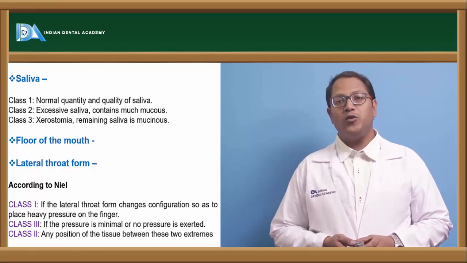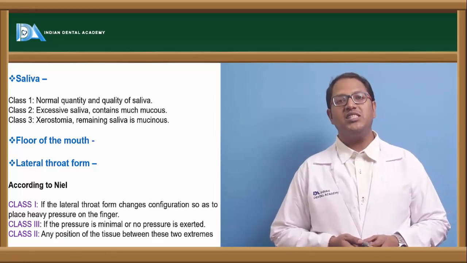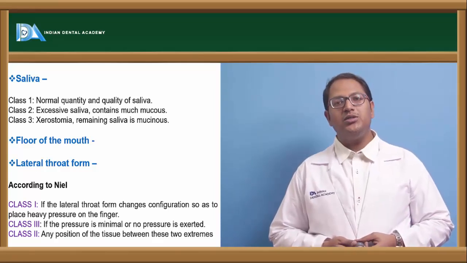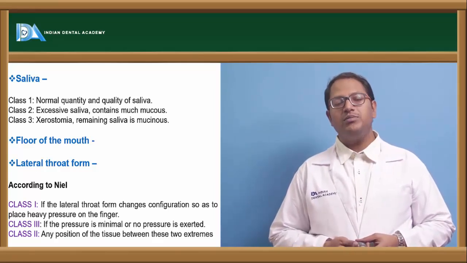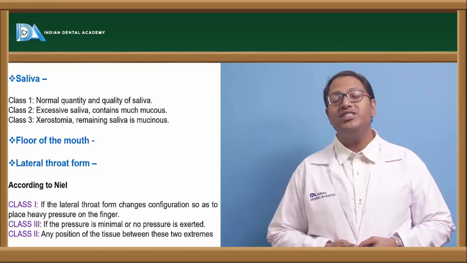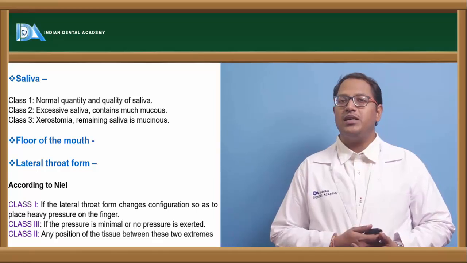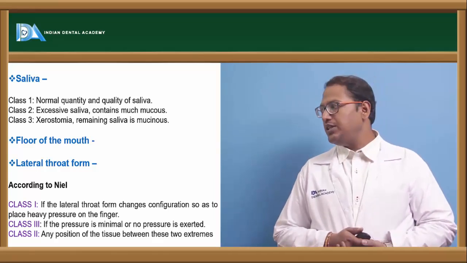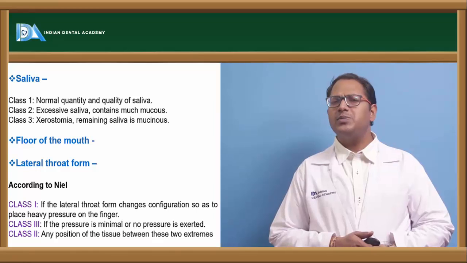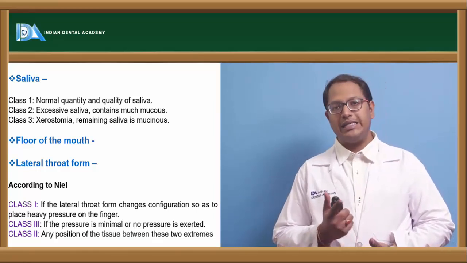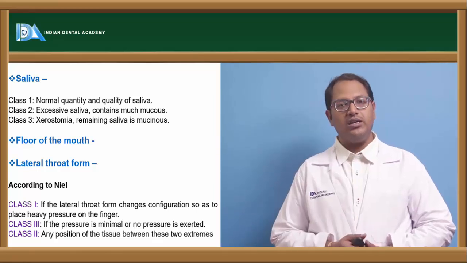So the next is floor of the mouth. How will you inspect the floor of the mouth, and how is that important? That is important to develop a complete denture, because the height of the complete denture flanges will be determined by how deep our floor of the mouth is. So we need to inspect the floor of the mouth. How will we inspect it? We will do it with a mouth mirror or with a gloved index finger.